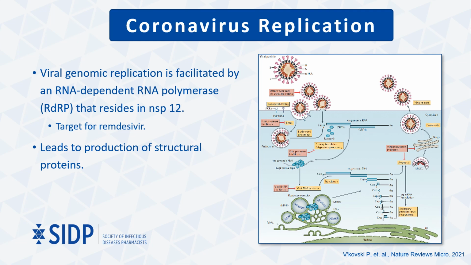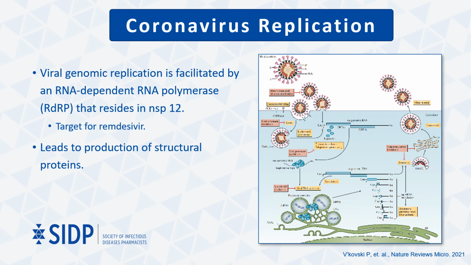Viral genomic replication is facilitated by an RNA-dependent RNA polymerase that resides in non-structural protein number 12. Antivirals often target viral polymerases and function as nucleoside analogs that terminate RNA chain elongation. However, such chain-terminating antivirals are generally not effective against SARS-CoV-2 because coronaviruses carry an exonucleolytic proofreading activity that can remove misincorporated nucleotides from the nascent RNA 3' end.